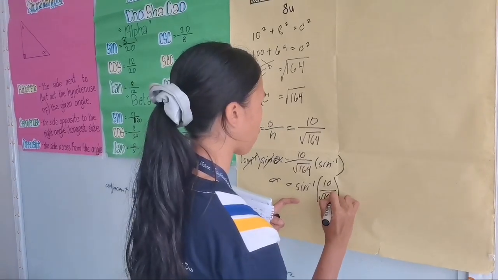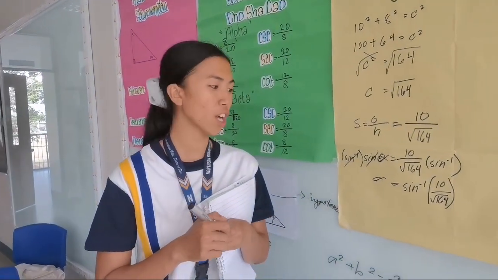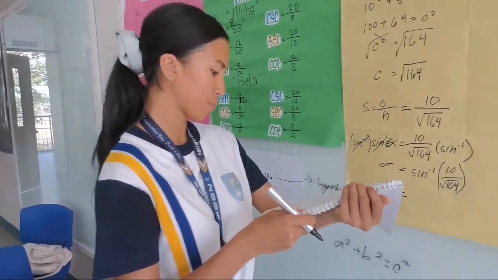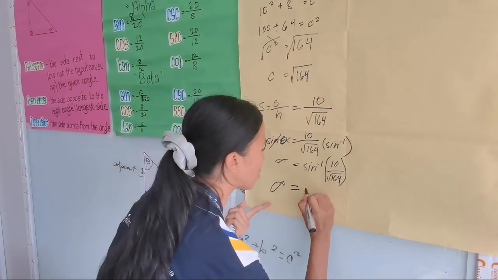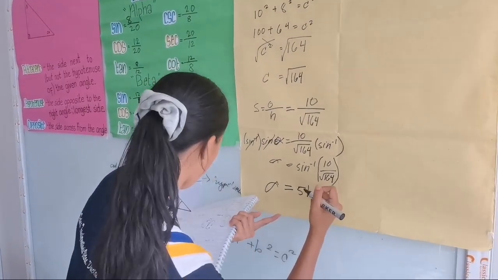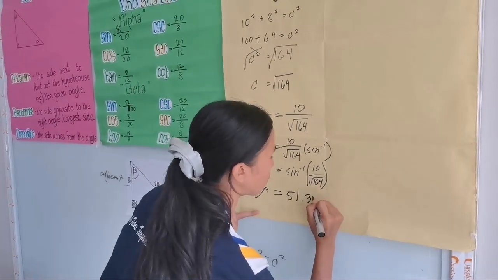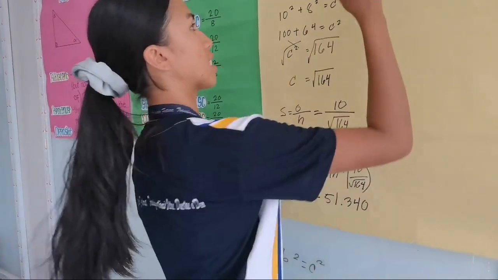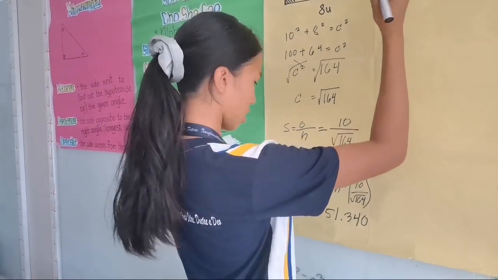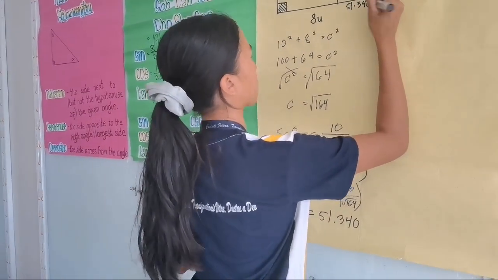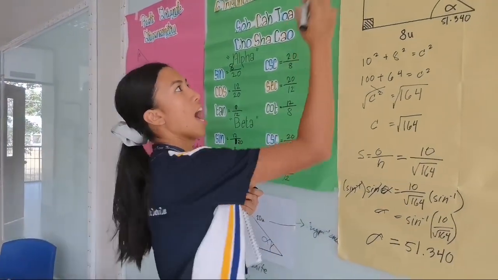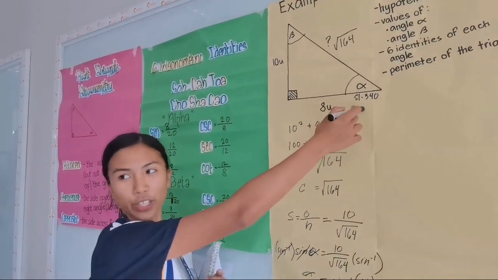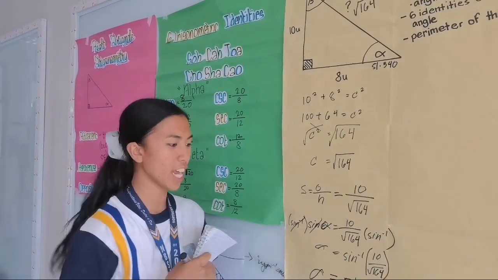We then input the square root of 164 into a scientific calculator. So we have the value of alpha is equal to 51.340. So the value of angle alpha is 51.340. To get angle beta, we can just simply add these two values and subtract it from 180.